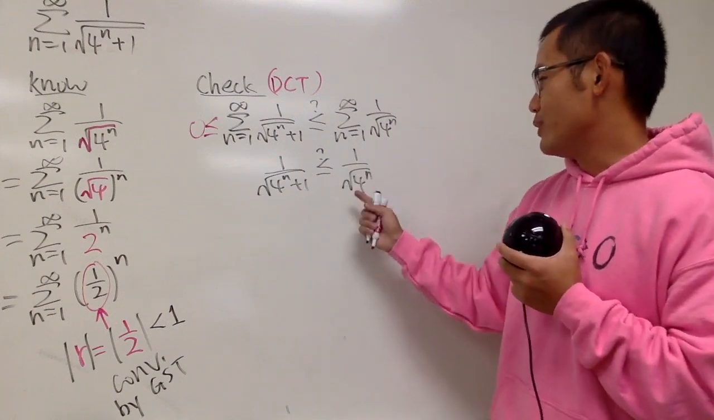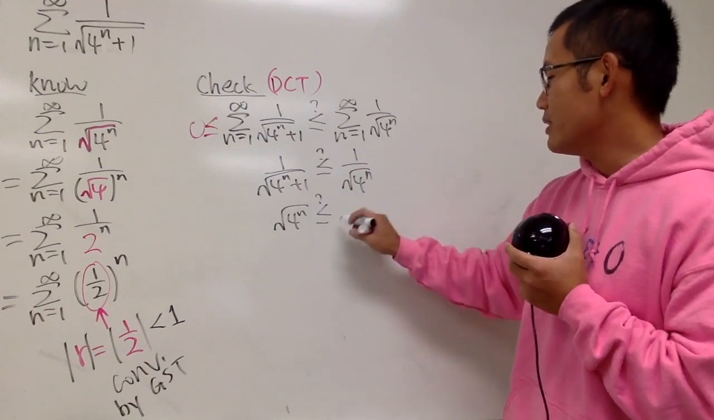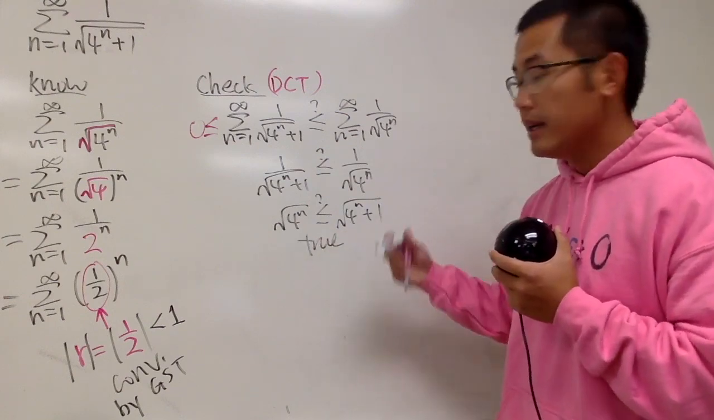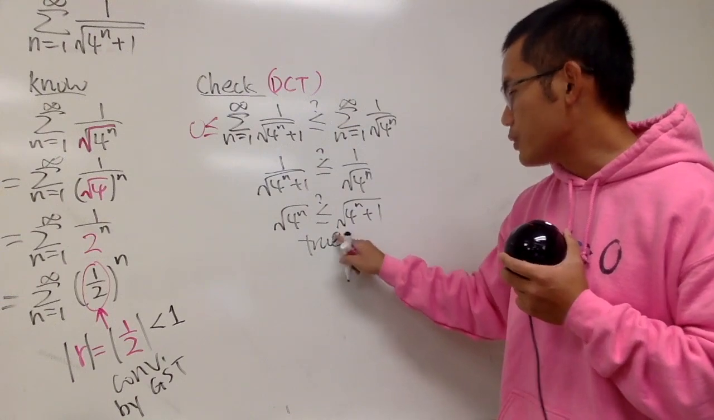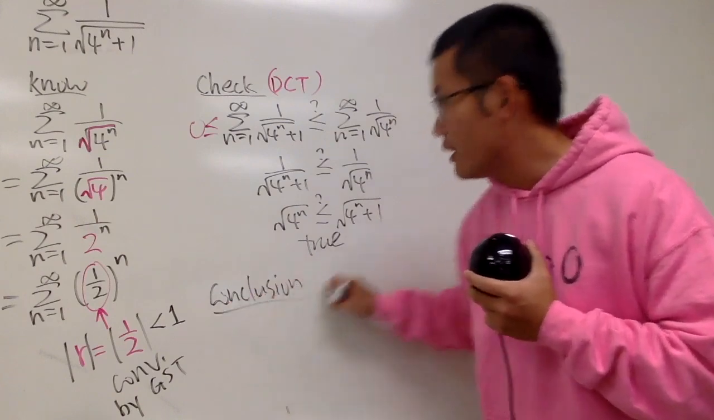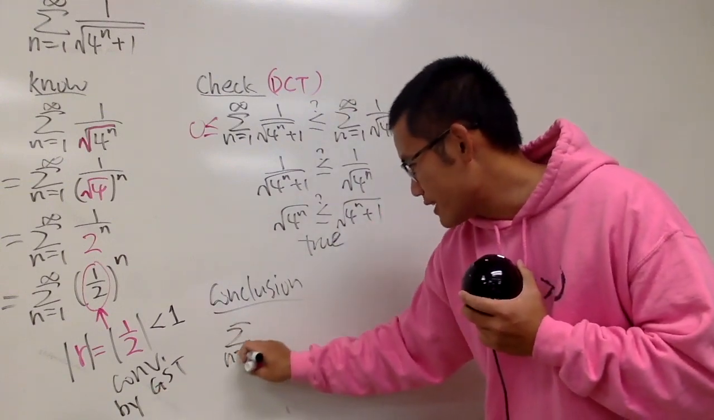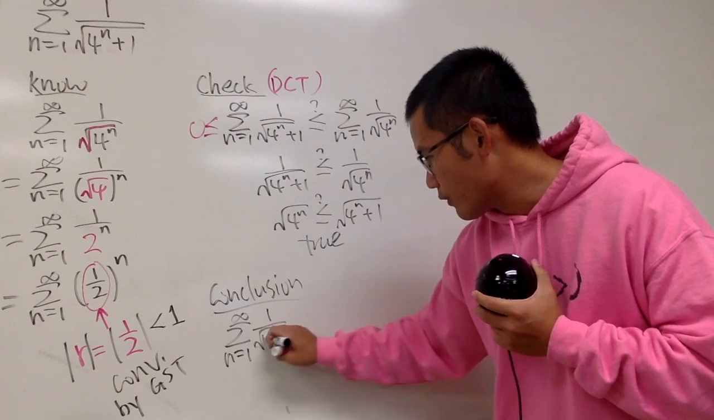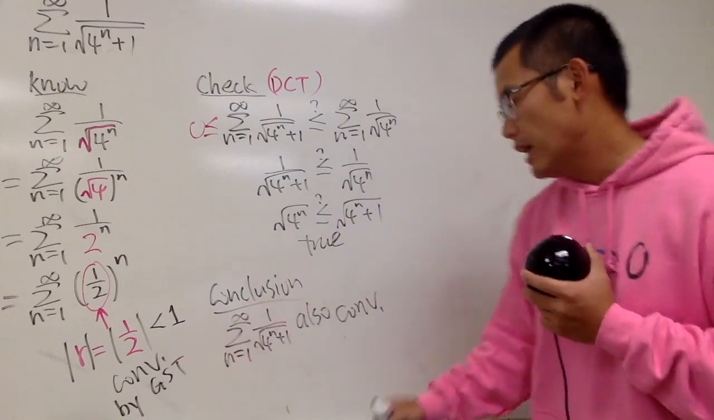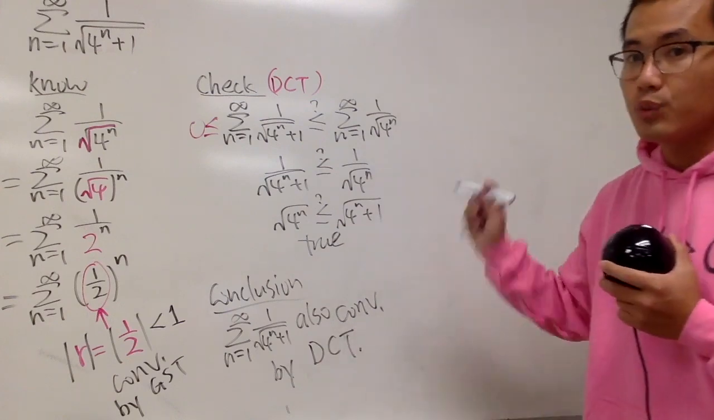If you just do the cross multiplication, this times this is square root of 4 to the n. Is this less than or equal to this? Put it here. It's really clear now, right? So this right here is true. And congratulations, if this inequality is true, we get to draw a conclusion. The conclusion is that the one that we are trying to do also converges. So let me write it down right here for you guys: 1 over square root of 4 to the n plus 1 also converges. And this right here, we did a direct comparison test. And with that, we are done.